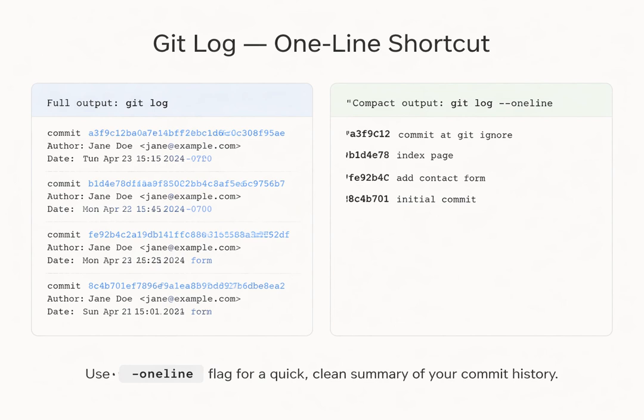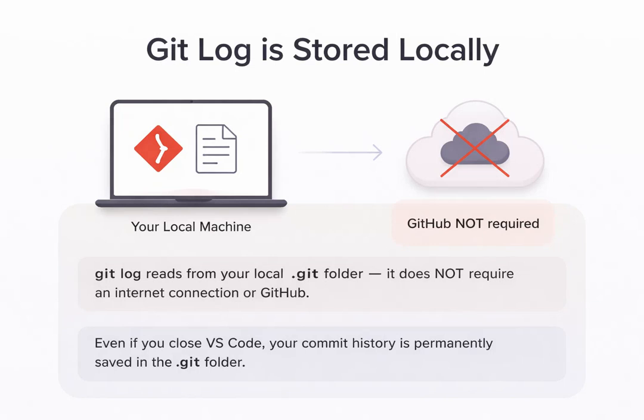This is especially useful when you just want a quick overview of what's been done in the project without wading through all the details. One important clarification that often comes up: git log is stored locally. It reads from the .git folder on your own machine. You do not need GitHub or an internet connection to view your commit history.